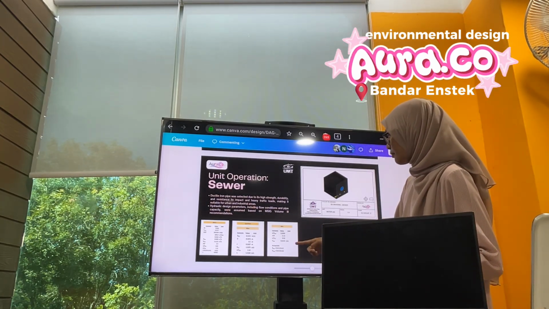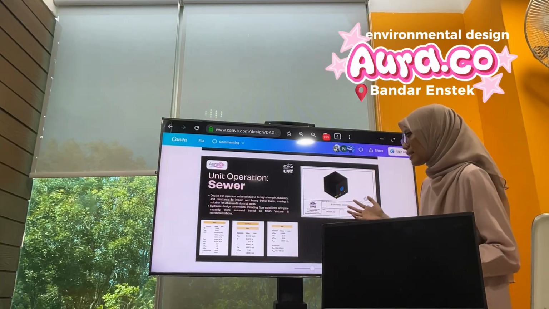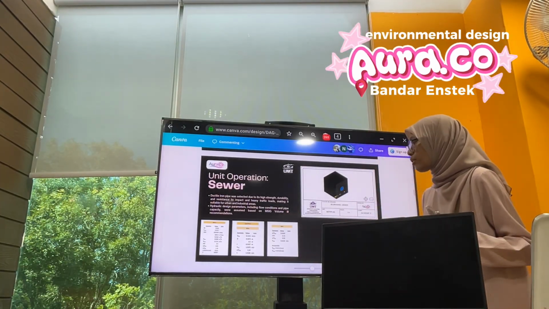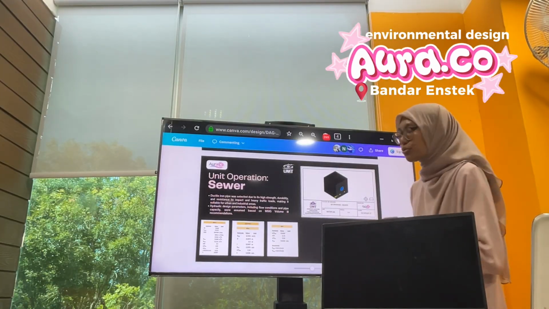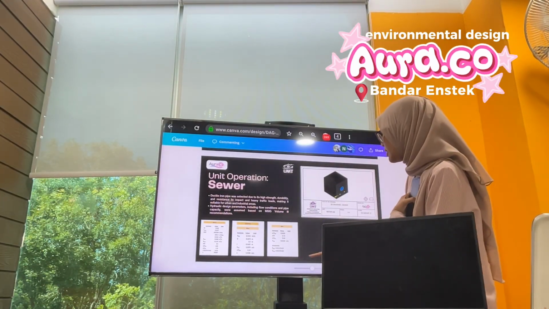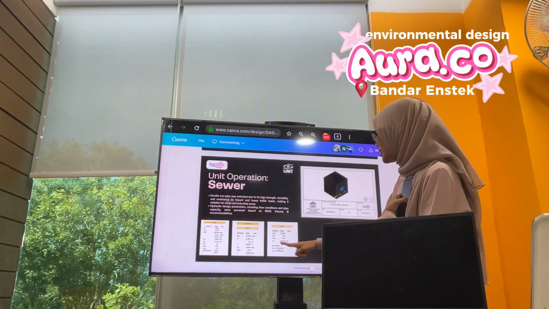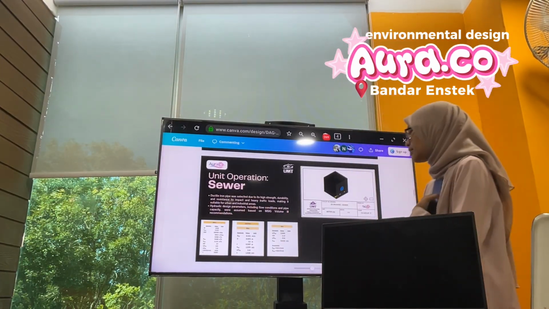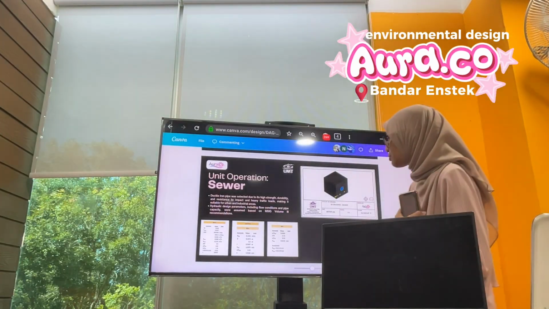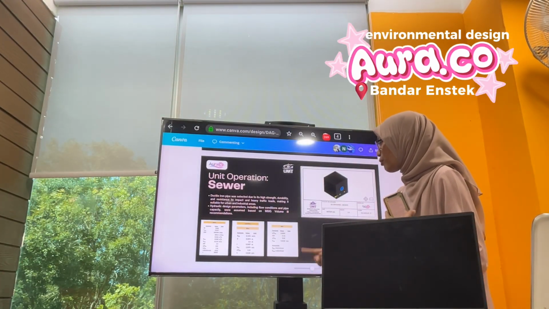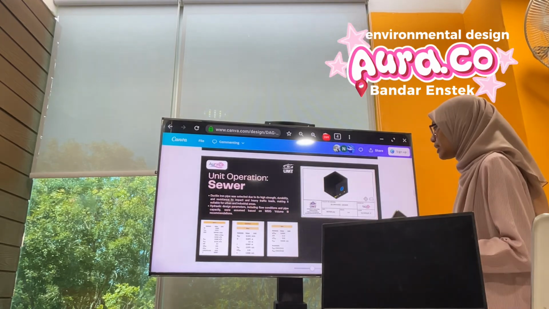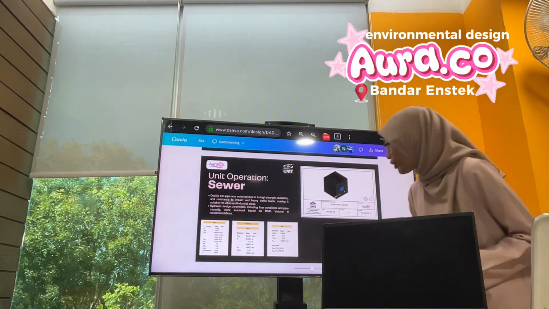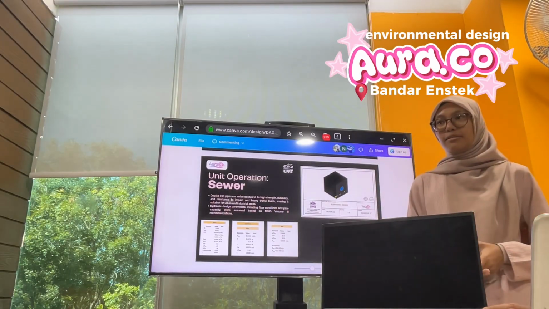So this design is acceptable because the V min is in a range of 0.621. We get it at 0.6559, and for the V max, we are in range also, which is 1.4108. The range should be in 0.8 to 4.9 meter per second.